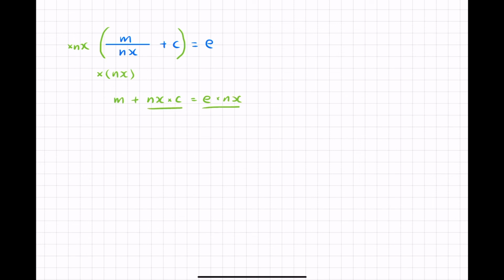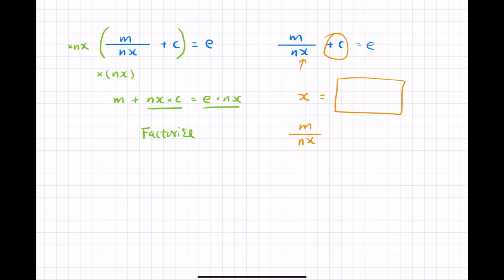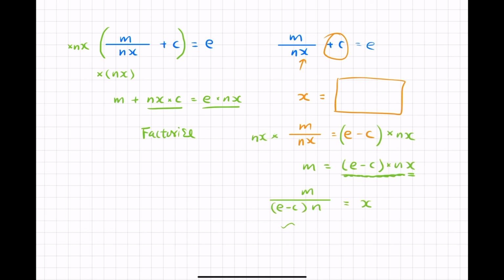Of course, you can rearrange and factorize to make x the subject. This will come later on. For now, I would like you to think of another way of solving this problem. When we are trying to make x the subject, we wanted to have x on one side and then everything else on the other side. Plus c in here does not have x in it. Therefore, what we can do is we can subtract c on both sides so that we'll have e subtract c on the right hand side. Now this is similar to the example we were working on earlier, and this is the answer.